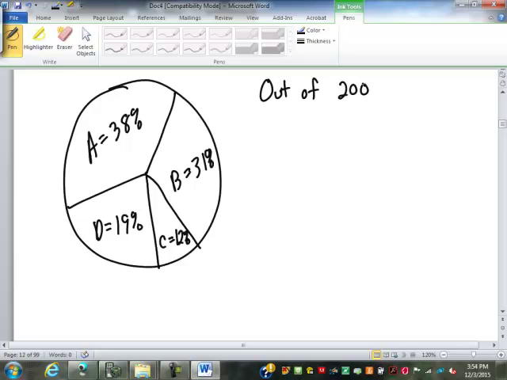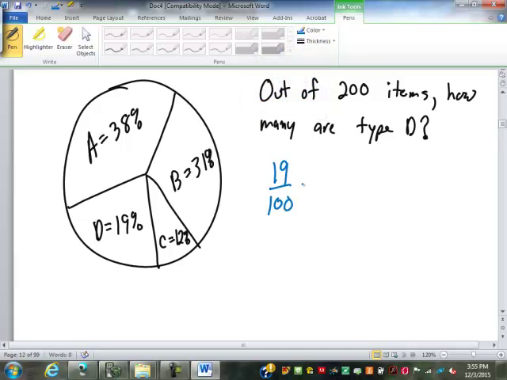Out of 200 items, because I don't really know what A, B, C, and D are describing, but they're describing certain items. How many are type D? Well, type D is what percent? 19%. Out of 200, so cross multiply and divide to get there's 38 out of 200 are type D. That's not so bad, right?